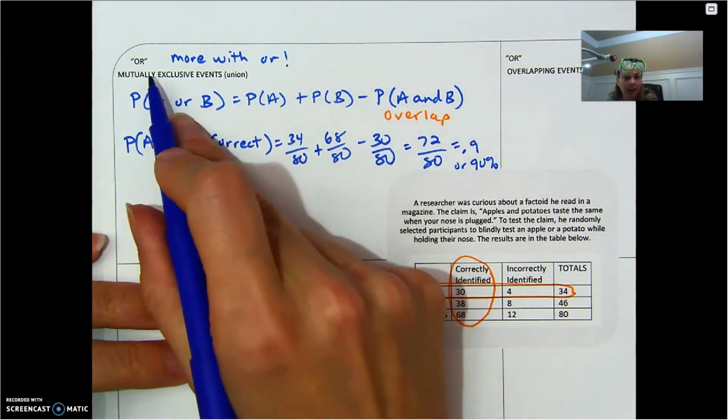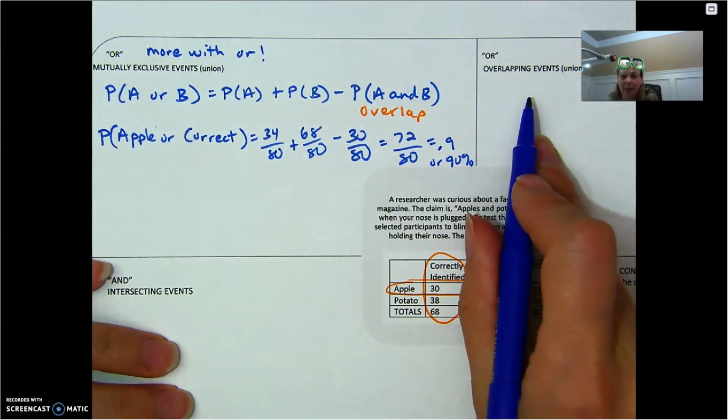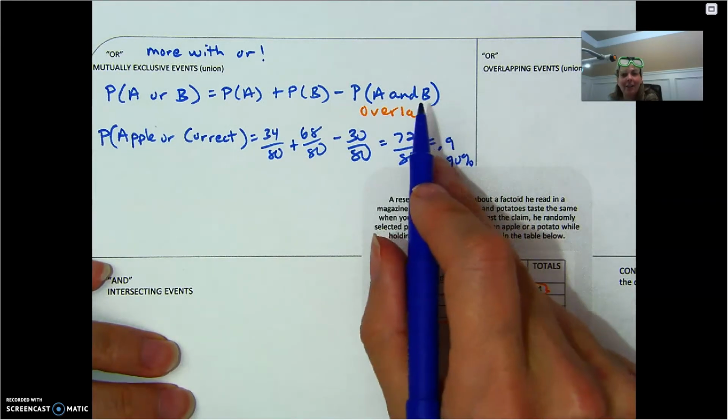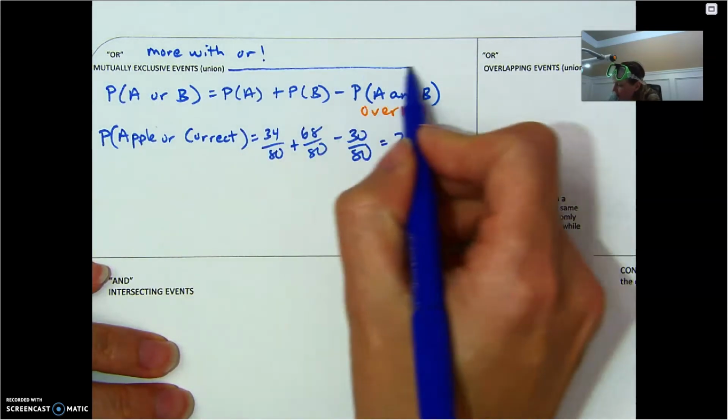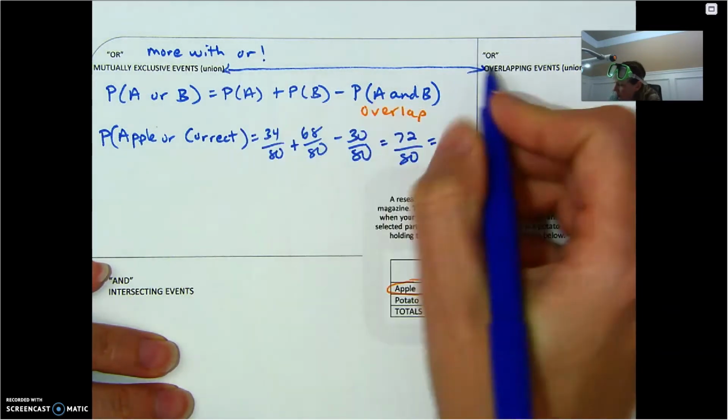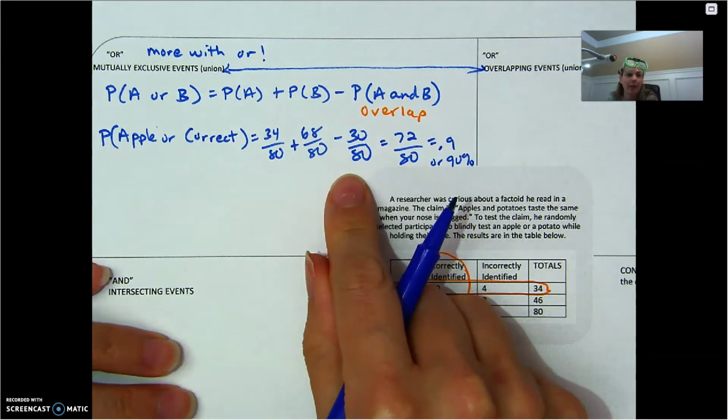All right, let's look at, oh, I totally have this in the wrong spot. See? Check it out. It says mutually exclusive, and this is overlapping. And what did I just do? I just did overlapping. So I'm going to have to do a little switcheroo. All right, so this is an example of overlap.